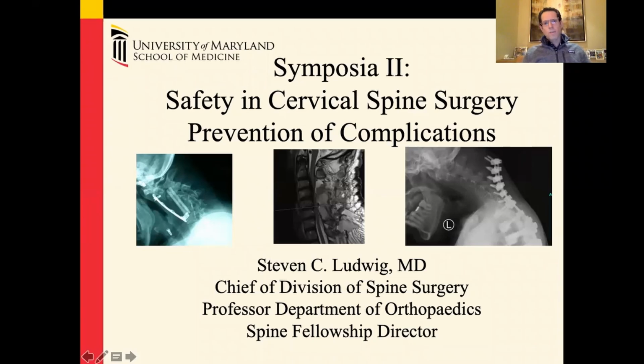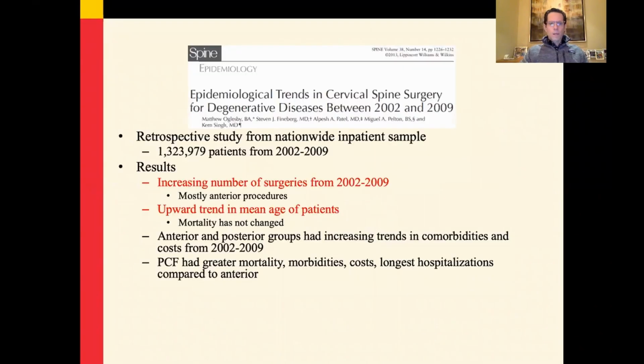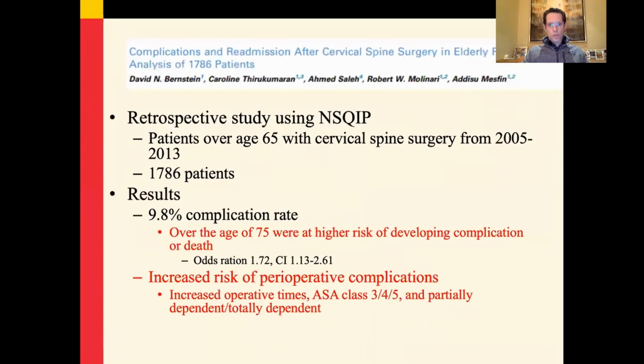I'm going to be talking about the prevention of complications in cervical spine surgery. There's no question that there's an increased number of cervical spine surgeries that are occurring in the United States, and there's clearly an upward trend in the mean age of the patients that are undergoing those surgical procedures. We know that patients, when they reach the age of 75 and have cervical spine surgery, are at a higher risk of developing a complication or even dying.